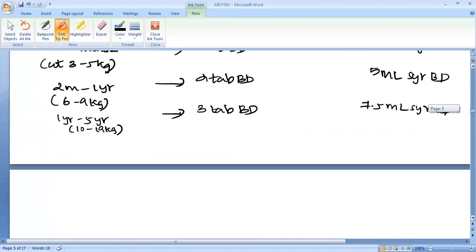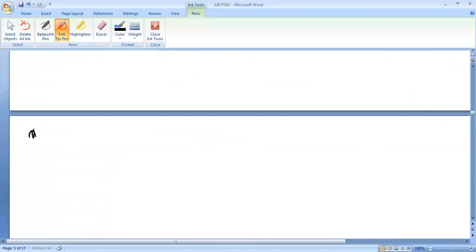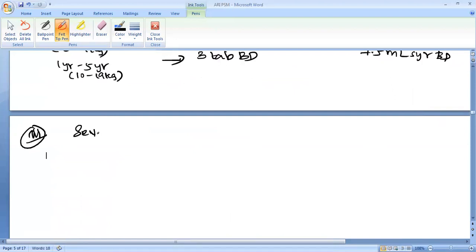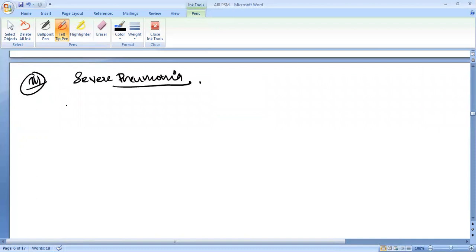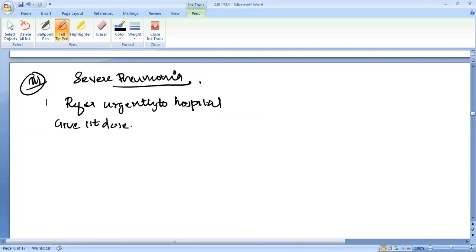Next, we will be managing a case of severe pneumonia. If this patient has severe pneumonia, how will we manage? Severe pneumonia means this patient also has chest indrawing and tachypnea, etc. Then we have to refer urgently to a hospital, and also give the first dose of an antibiotic.